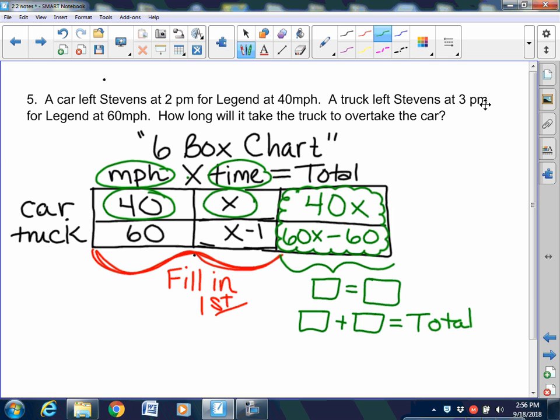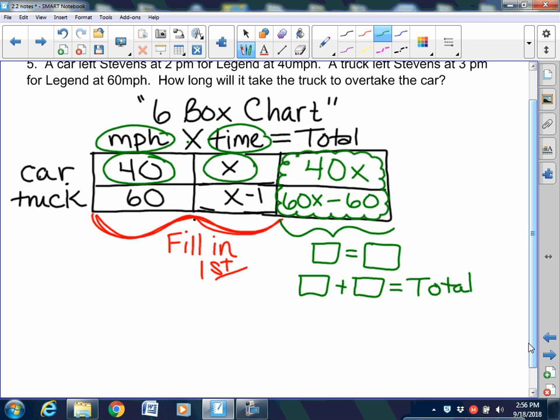So we have to decide, is it the first type of problem, or the second way? Let's look up there. We already used the 2 and the 3. We already used the 40 and the 60. There really isn't anything else to use. It doesn't say they want a total distance, right? So we're not going to do this one. We're going to set these 2 boxes equal to each other.